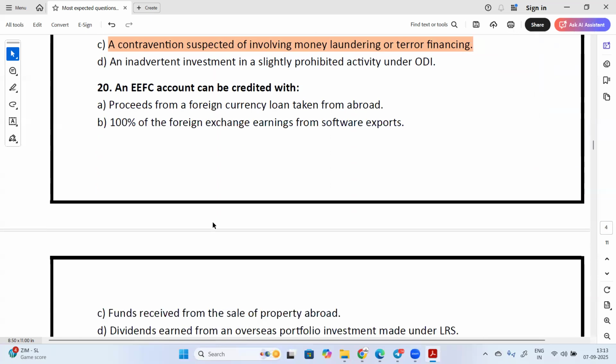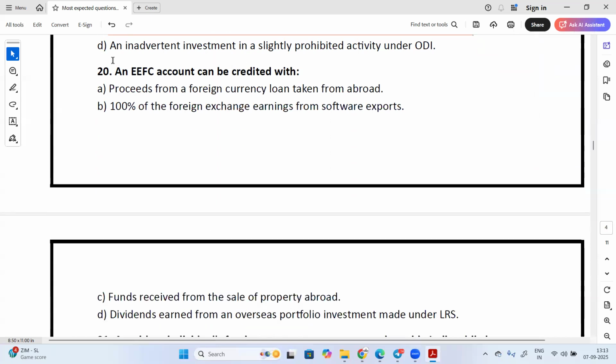Question number 20. An EEFC account can be credited with proceeds from a foreign currency loan taken from abroad, 100% of the foreign exchange earning from software export, funds received from the sale of property abroad, dividend earned from an overseas portfolio investment made under LRS. So you have to tell which can be credited in an EEFC account. So let's see what the right answer is.